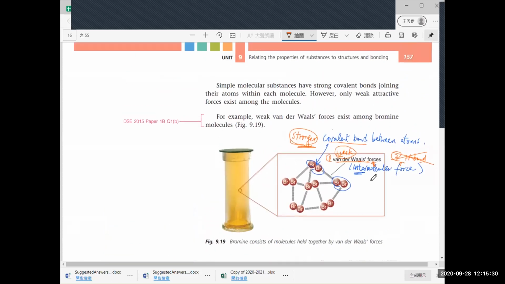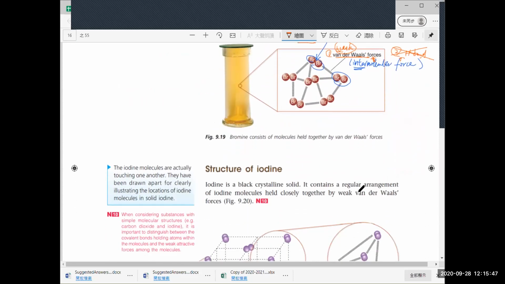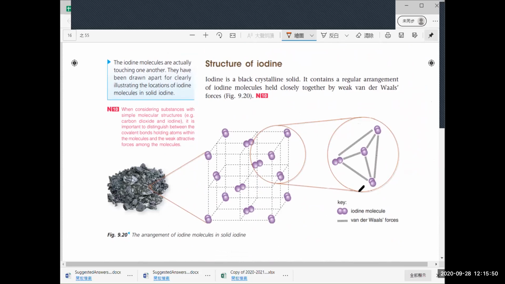So we have got two forces, right? One is a weak attraction force, the other one is a strong bond. Whenever you talk about bond, it is always related to the word strong. Remember, whenever you see the word bond, it is something strong. Questions?